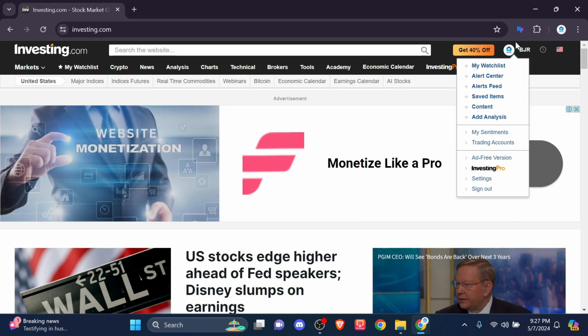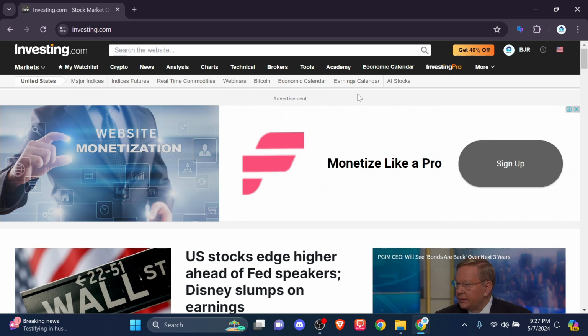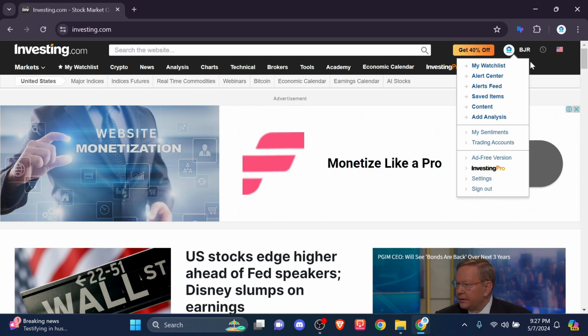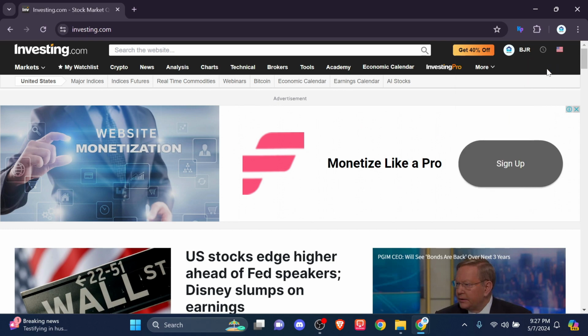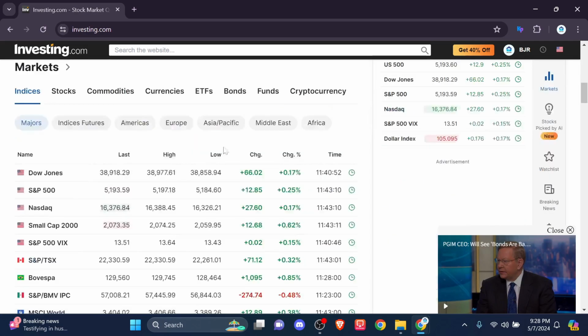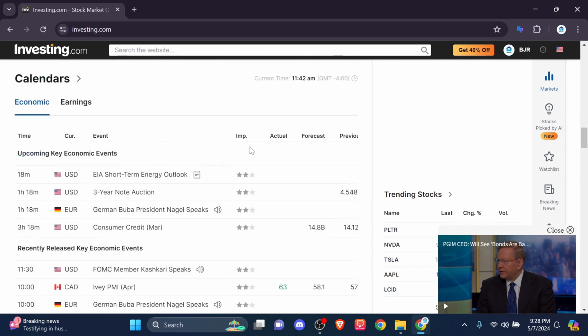guys. If you want to log into the account, you can find out on the right section. Here I am already logged in, that's why I don't have to log into the account. Investing.com is all about learning, researching, and everything you need to do.